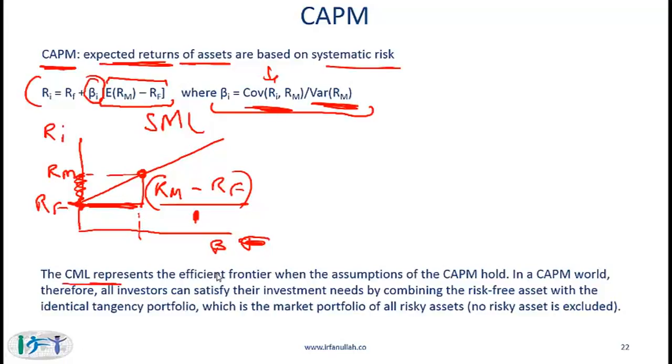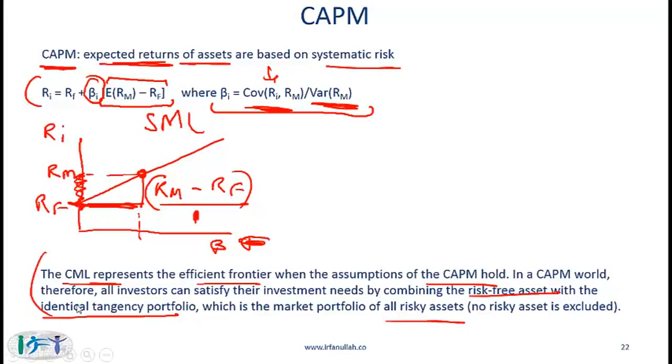The CML represents the efficient frontier when the assumptions of CAPM hold. In a CAPM world, therefore, all investors can satisfy their needs by combining the risk-free asset with the identical tangency portfolio, which is the market portfolio of all risky assets.